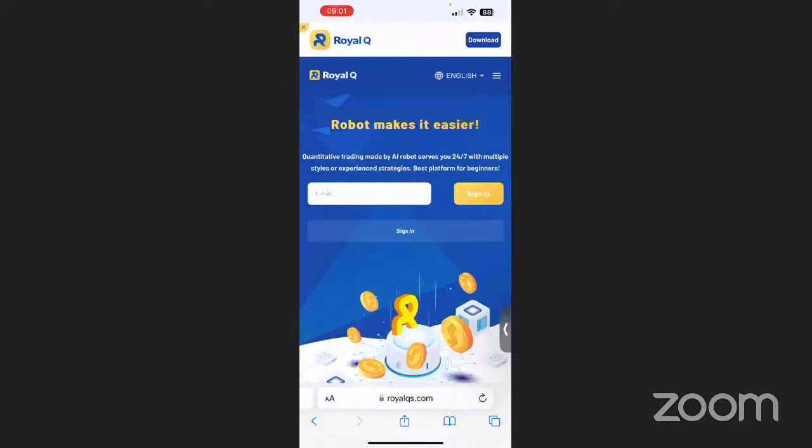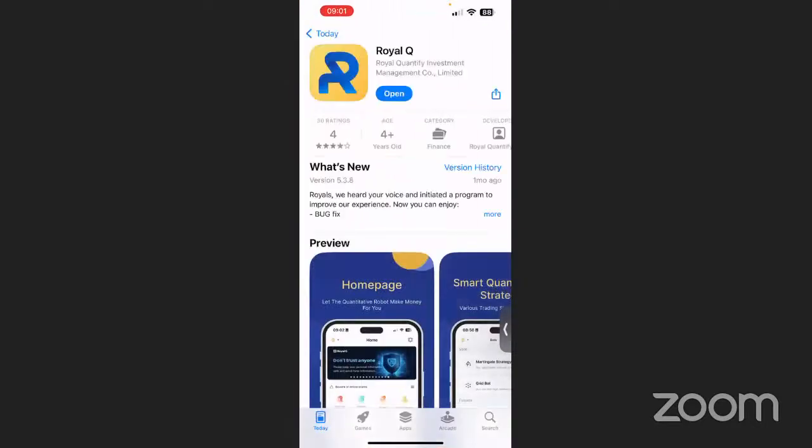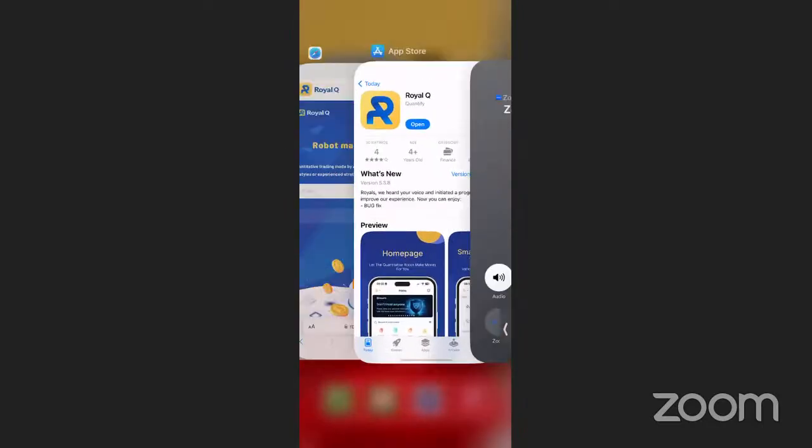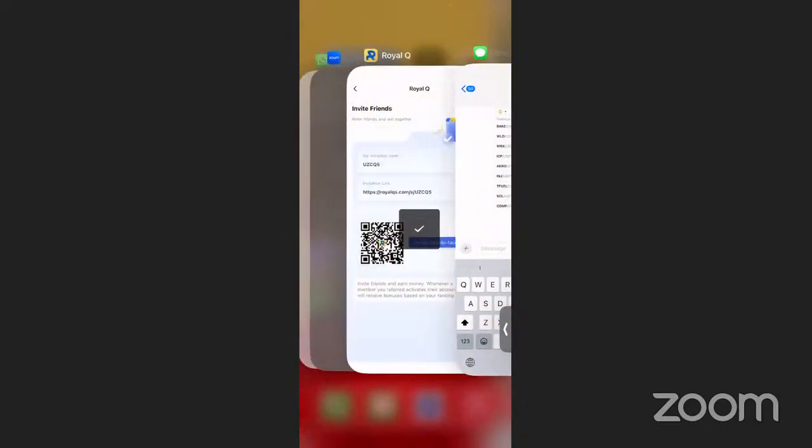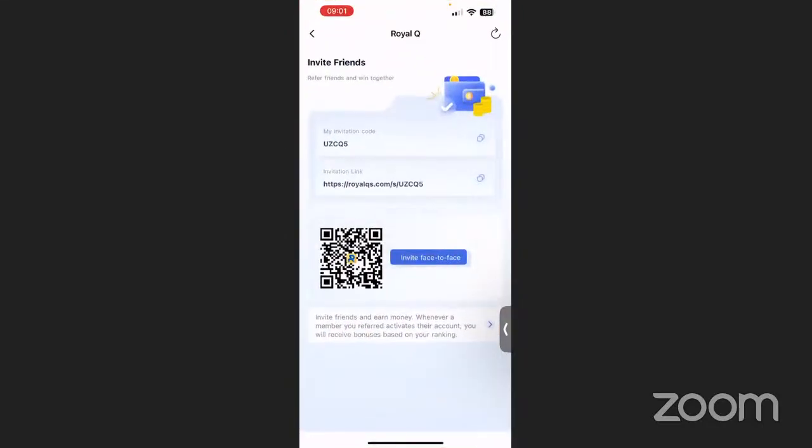Once you click on the download, it actually sends you to your Apple Store or your Google Play Store. Then you tap on download, then the application downloads. Then you are good to go. It's always good to be on the safer side than to later regret.